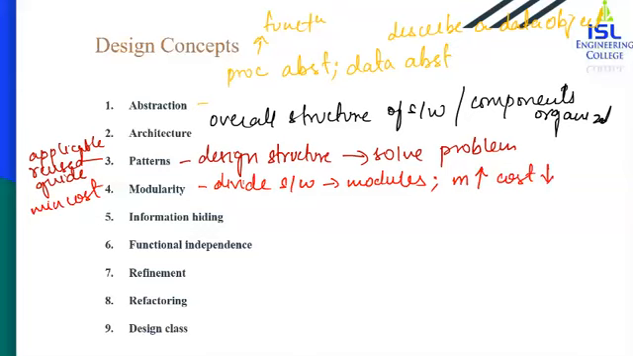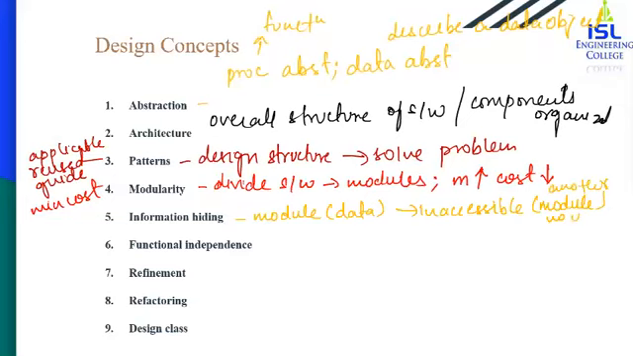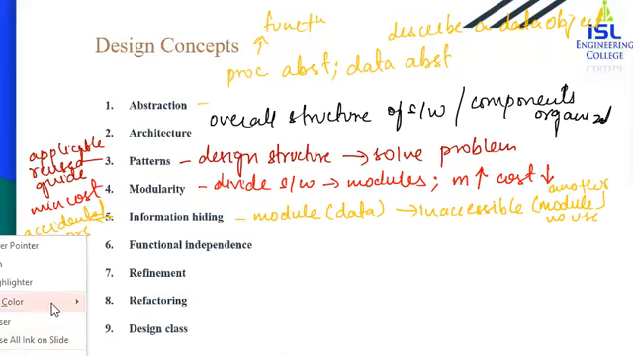Then the next concept is information hiding. Now what happens in information hiding? You're going to have different modules. The data that is stored within a module should be inaccessible by another module that has no use of such type of data. Now by making use of the information hiding concept, you can avoid any type of accidental errors when you're maintaining or testing the software.